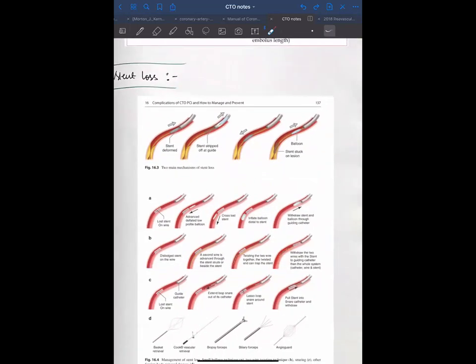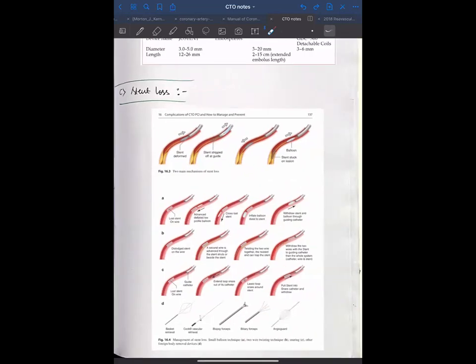So the last complication which I'm going to talk about is stent loss. As we can see here, the two main mechanisms of stent loss while doing CTO are, one, when the stent is actually taken back, it gets deformed. We know this. And also while coming back from the calcific segment, the stent can get stripped off from the balloon.